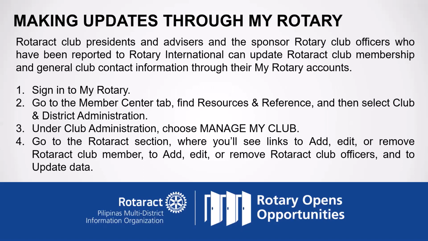After signing in to My Rotary, just go to the Member Center tab, find Resources and Reference, and then select Club and District Administration. Under Club Administration, choose Manage My Club. Go to the Rotaract section where you'll see links to add, edit, or remove Rotaract Club members, to add, edit, or remove Rotaract Club officers, and to update data. But please do note that the steps mentioned will not change the status of a terminated club or one that is not in Rotary's records at all. I will thus discuss that in a short while.